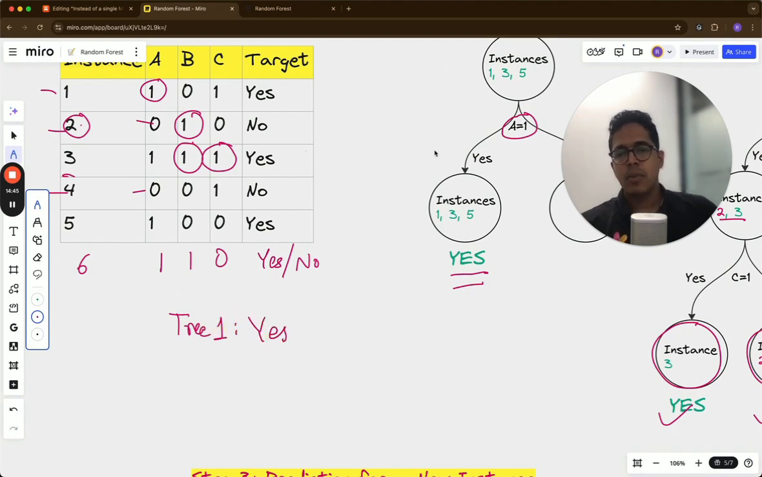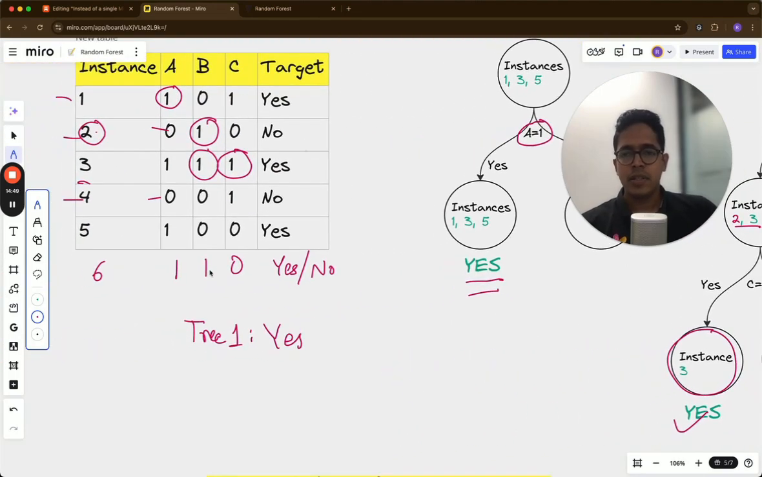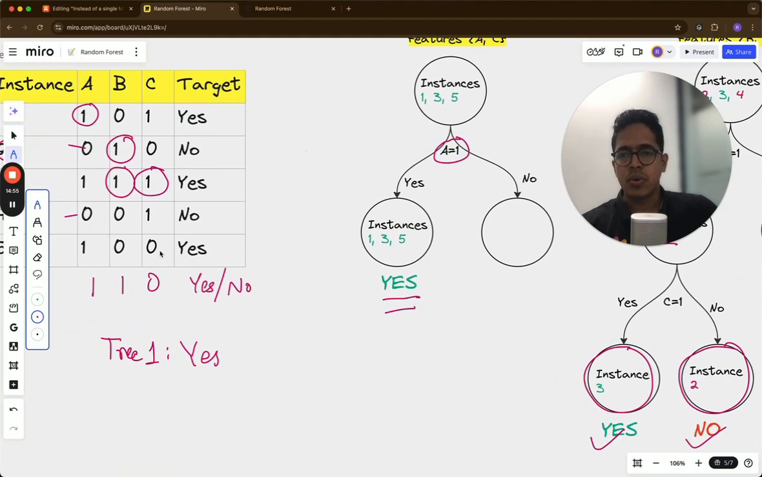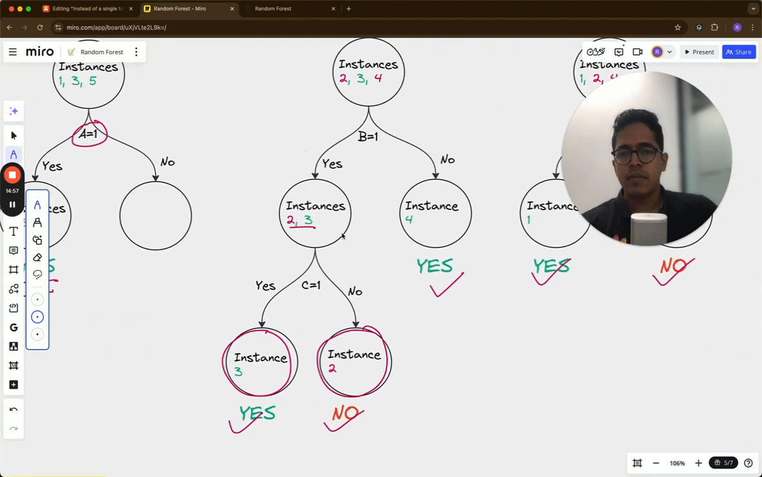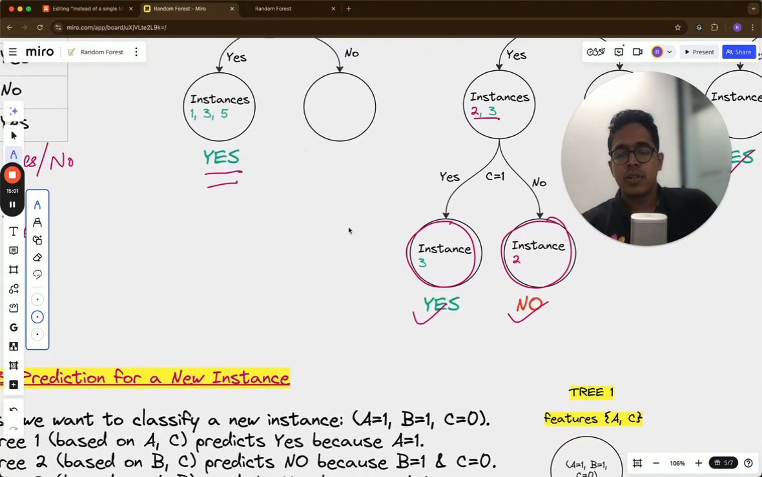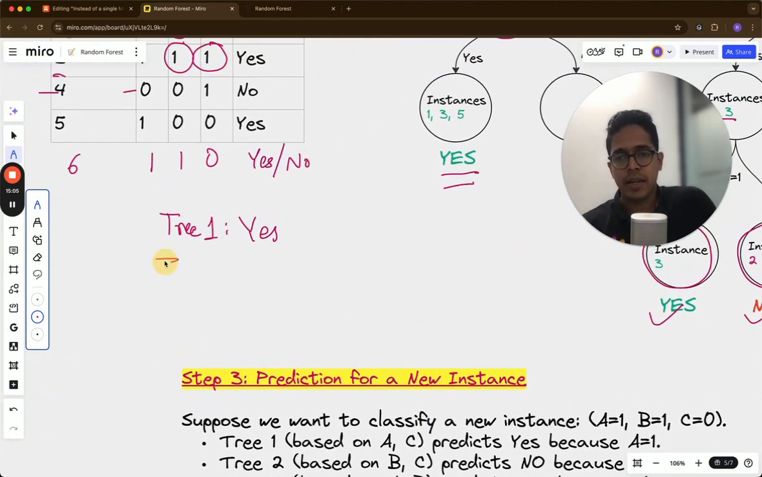Okay. What about tree 2? Tree 2 will first ask, is B equal to 1 true? B equal to 1 is true, right? So then it will go to this branch. Then it will ask, is C equal to 1 true? C equal to 1 is not true. C is actually 0, which means it will go to this branch and the prediction made by tree 2 will become no. So although tree 2 looks complex, the prediction is the exact opposite of what tree 1 predicted. So tree 2 will say no.